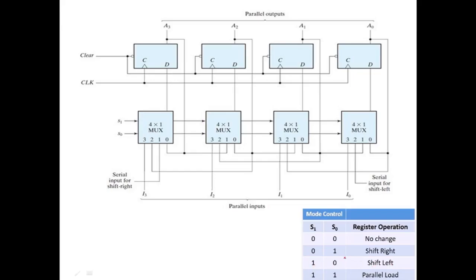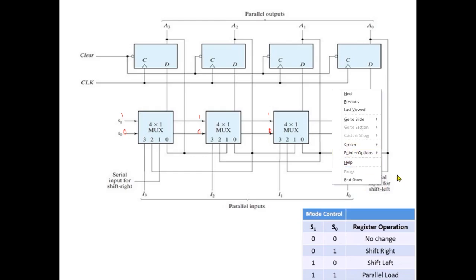That is for 1 0. If the selecting inputs are 1 0, all the selecting lines of the multiplexers are 1 0. Here, when it selects the 1 0, it takes the third input, that is D2. Here, for the shift left operation, the external serial input is connected to the D2 of the last flip flop. Then when the selecting inputs are 1 0, it selects this input.